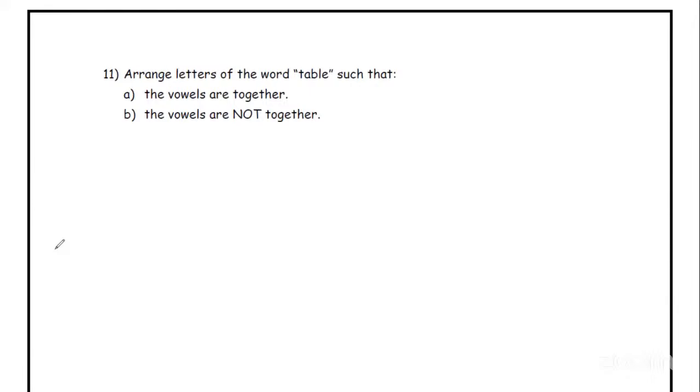Question number 11. Arrange the letters of the word table such that the vowels are together and the vowels are not together. I just now explained how to club things together. A, E, I, O, U are the vowels. But in the word table, how many vowels are there? Only 2 vowels, A and E.